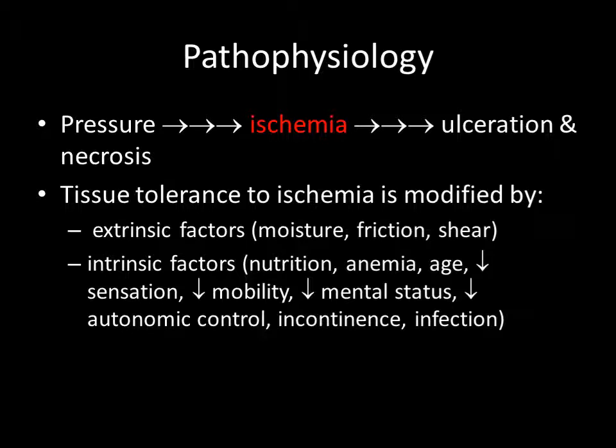The extrinsic risk factors are moisture, friction, and shear, and the intrinsic risk factors are factors like nutrition, anemia, age, decreased sensations, decreased mobility, decrease in the mental status of the patient, decreased autonomic control, incontinence, and infection.